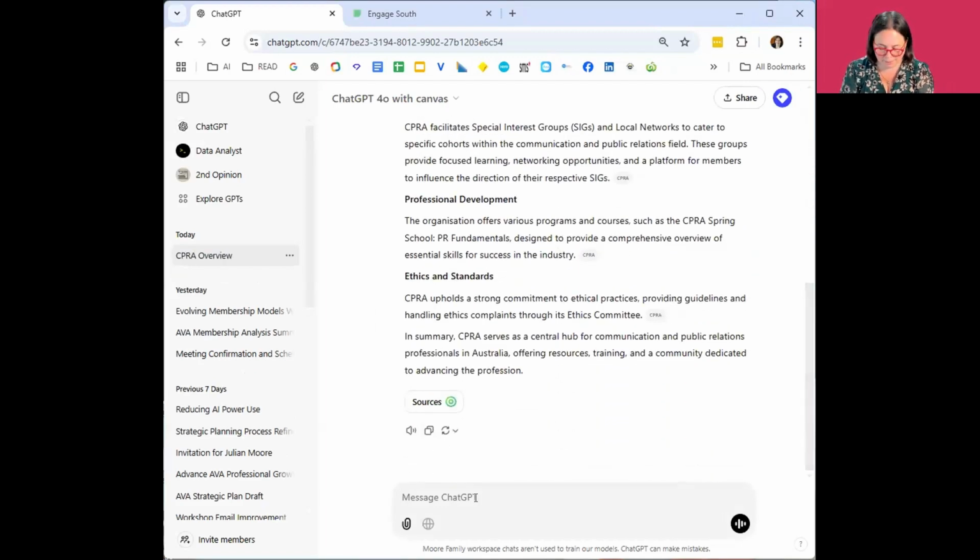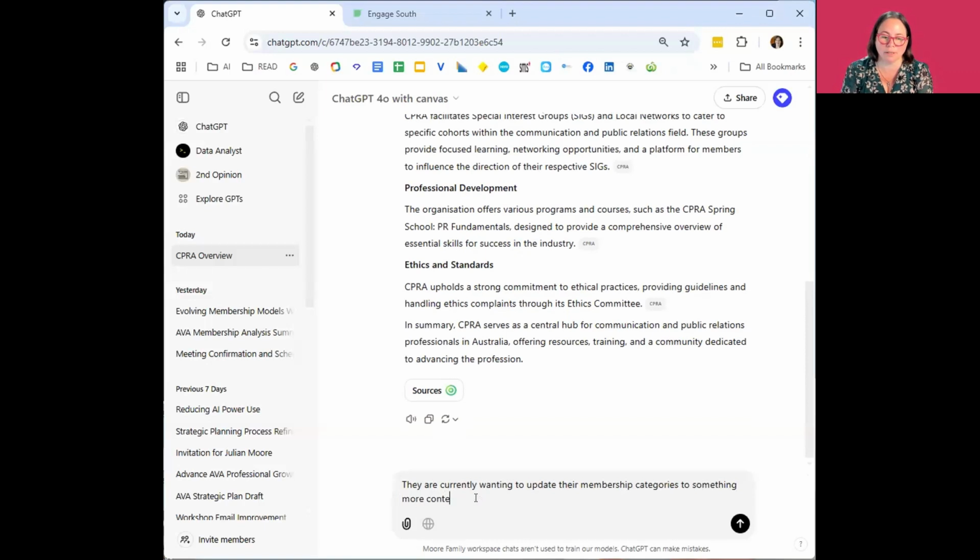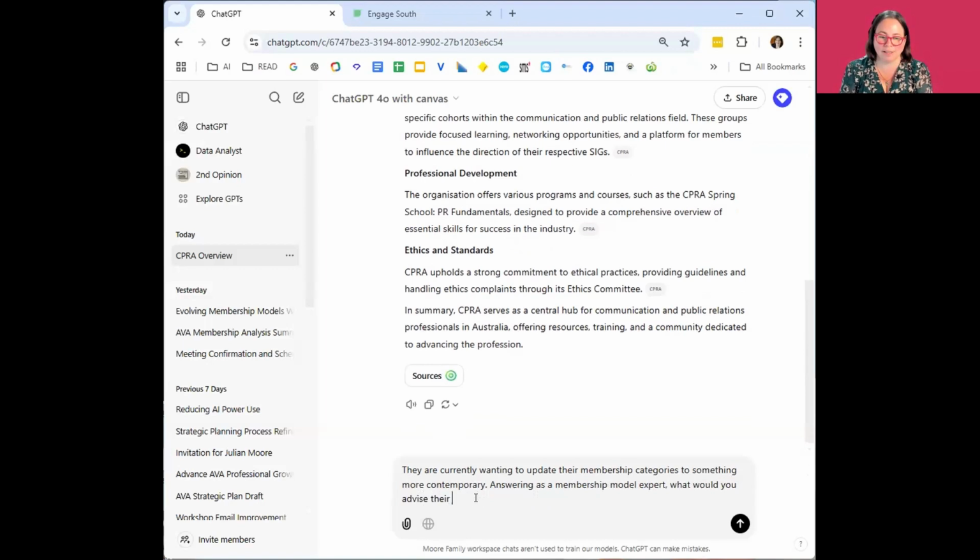So I've gone to ChatGPT and I said, tell me about this organization. So it gives me the information. I can say, okay, they're currently wanting to update their membership categories to something more contemporary. Answering as a membership models expert, what would you advise their categories should be?